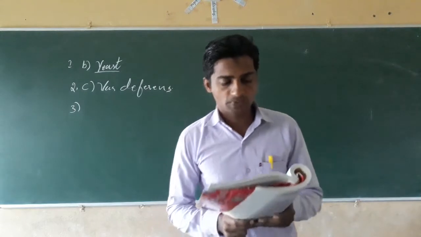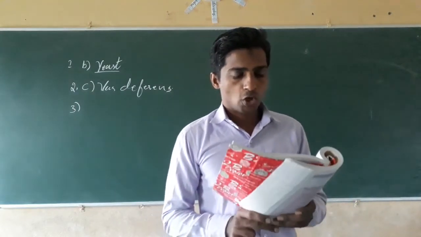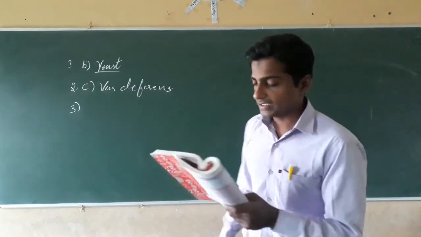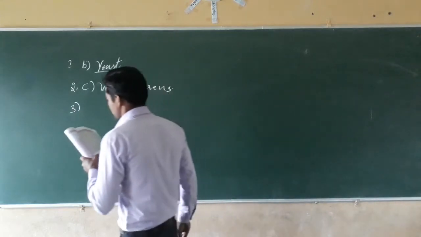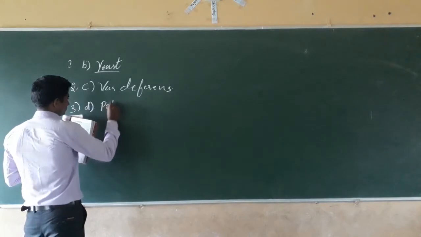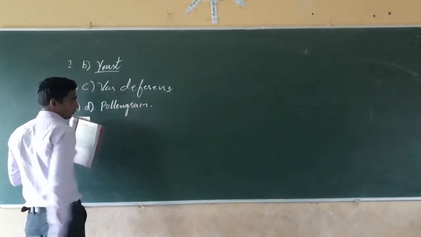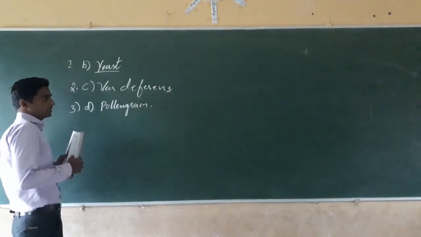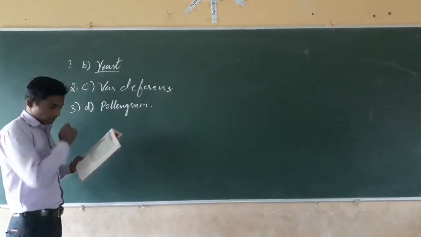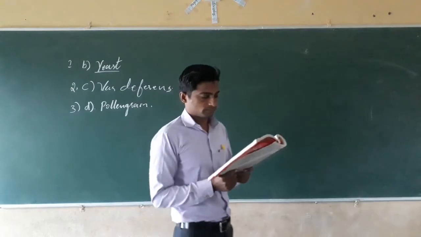The third one, anther contains: option A, sepals, option B, ovules, option C, carpels, option D, pollen grains. Option D is the correct answer, pollen grains. Anther contains male reproductive cells in flower, that is pollen. Next, come to the fourth question.